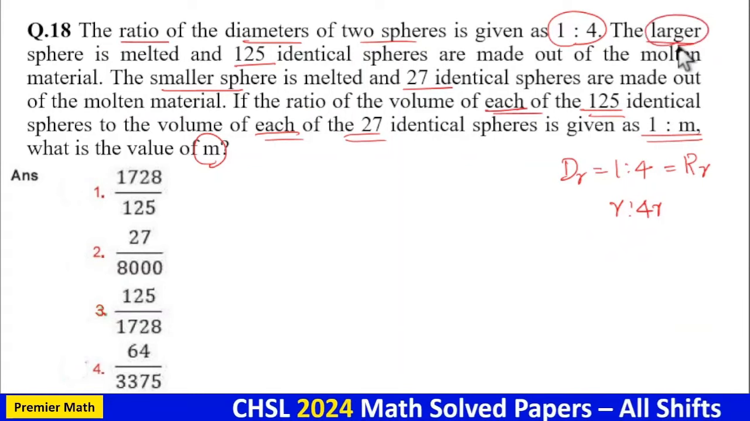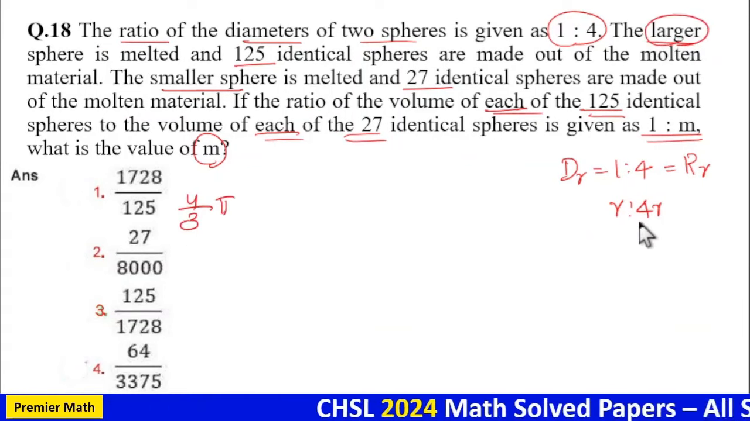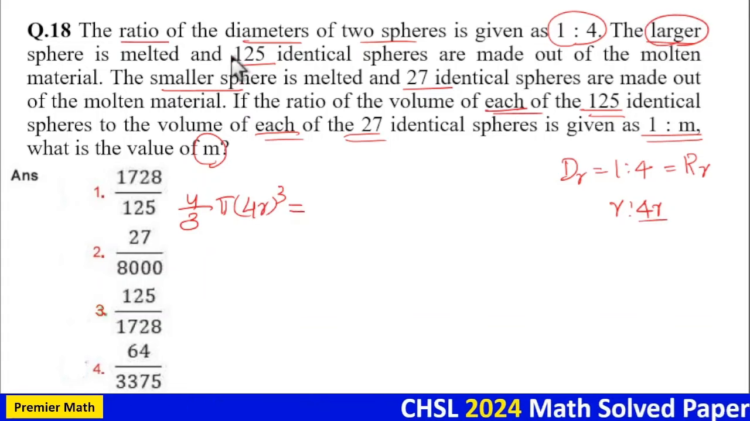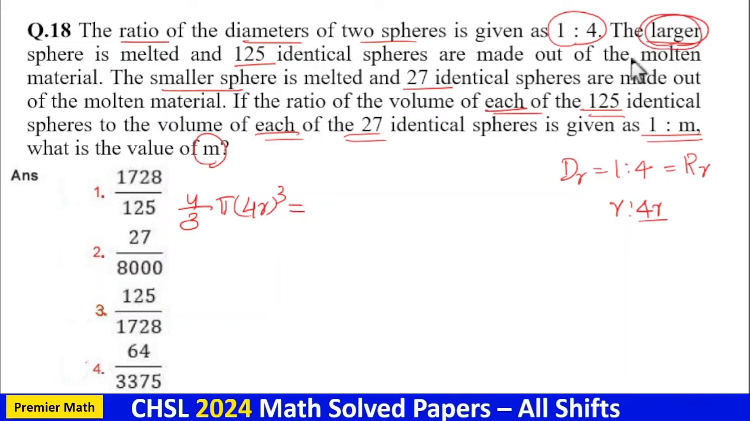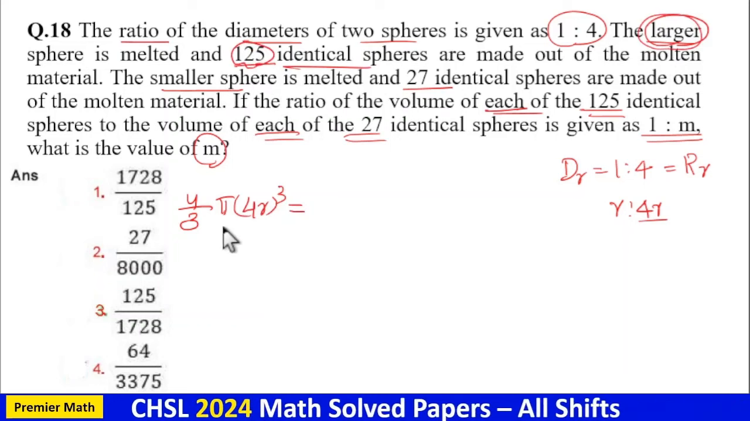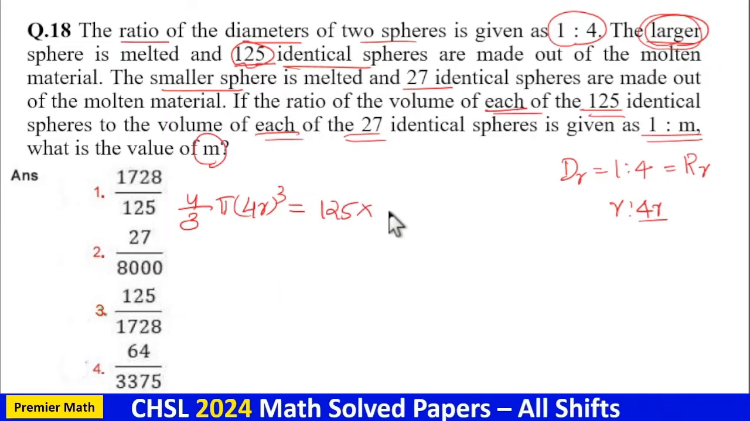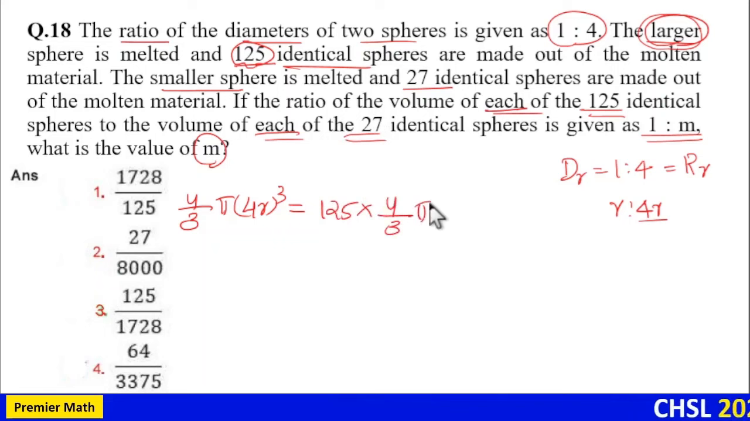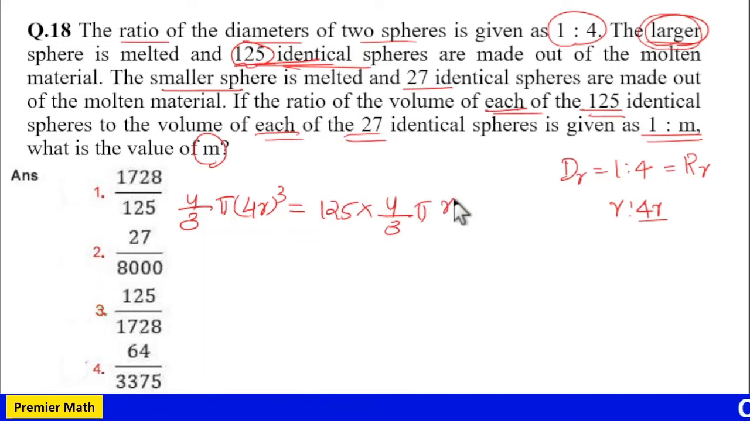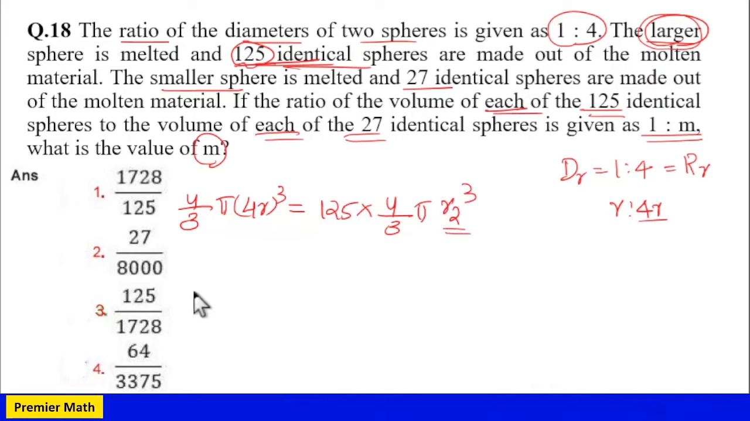Then the volume of the largest sphere is 4/3 pi into r, here equal to 4r, so 4r cubed. From this volume of the largest sphere, 125 identical spheres are made. So the volume of this largest sphere is the same as the volume of 125 identical spheres. So 125 into 4/3 pi into R2 cubed, where I take R2 as the radius of each of the 125 identical spheres. Now from this we can find R2 cubed.